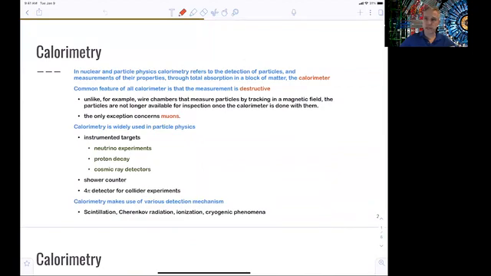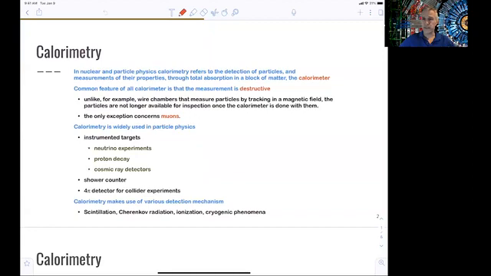The exception to this might be a muon, which might, at high energies, deposit only a small fraction of its energy in the calorimeter, or a neutrino, which just flies through without having any interaction. But the purpose is really to measure energies by destroying the particle. And it's widely used in all kinds of areas of particle and nuclear physics: neutrino experiments, proton decay experiments, cosmic ray detectors, collider experiments, and so on.